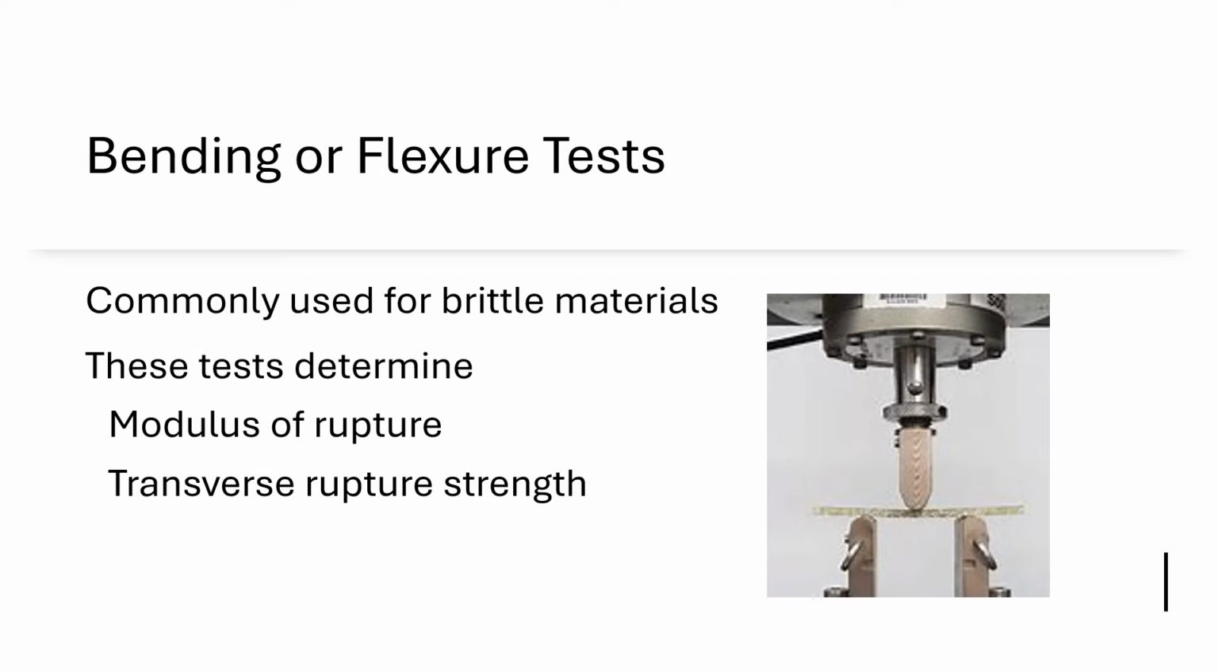Bending, flexure tests. So what are we doing here? We bend, of course. So it's the name. We commonly use that for testing brittle materials, and we determine the modulus of rupture and the transverse rupture strength, right? Most of the tests in mechanical properties, again, we're dealing with how strong they are, so looking at their strength.